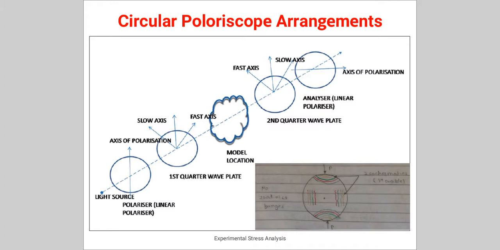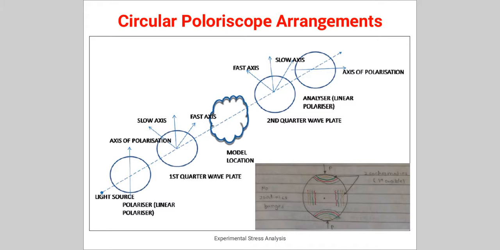Similarly, if the value of N increases, that means if the number of fringes increases, sigma 1 minus sigma 2 also increases. If the number of fringes in the photoelastic model decreases, at the same time the value of sigma 1 minus sigma 2 also decreases. Means sigma 1 minus sigma 2 is directly proportional to the exact fringe order N, and that N we have to calculate by using this particular circular polariscope arrangement, which is very important for the calculation of magnitude of principal stresses.